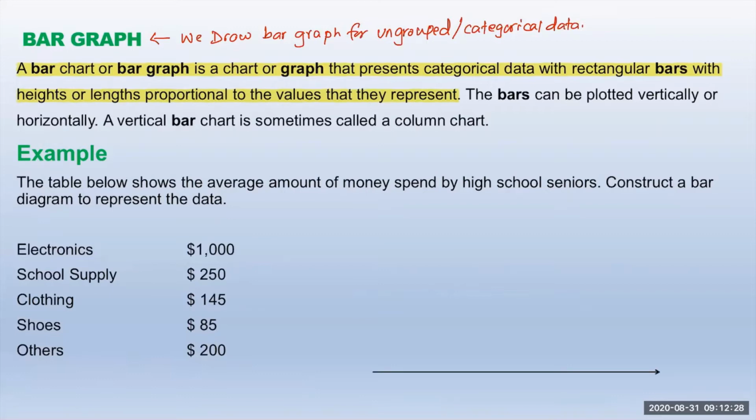Along the x-axis, you have different categories, and along the y-axis, you have the amount they spend. So let's write that down. Along the x-axis, you have the different items. Okay, and along the y-axis, you have the amount in dollars they spend. So along the x-axis, let's write those different items.